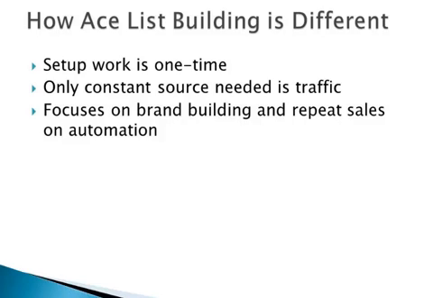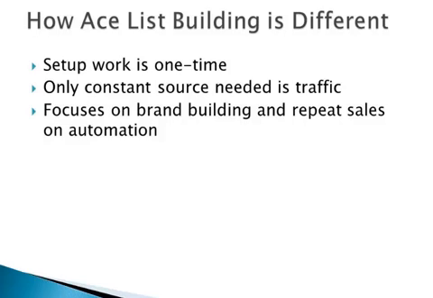The idea is to set up a mailing list funnel with sequential follow-up emails to one or a few highly targeted, proven to convert products or affiliate programs, and then the only constant source needed is just traffic. This is what makes ACE List Building method special from many other list building courses, because setup work is only one-off and the only constant source you need is just traffic. That's all you need to do, and even that can be automated if you want to.